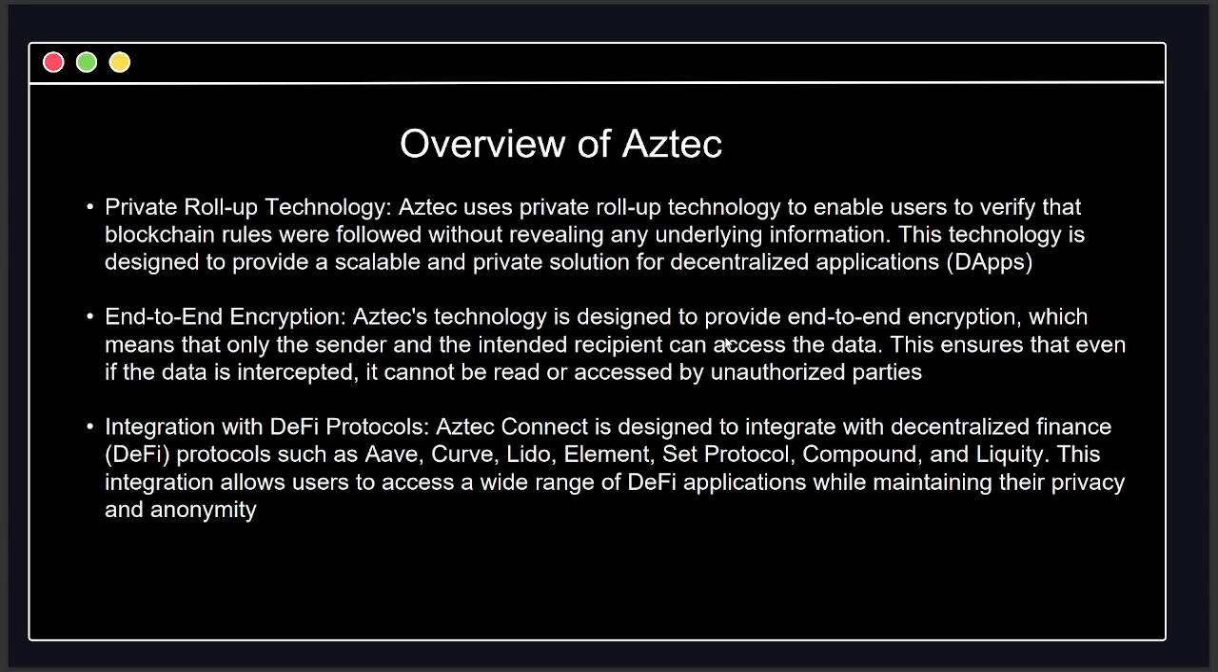Let's move to the overview of Aztec. Okay. So we discussed private rollups. Private rollups enable users to verify the blockchain rules, and we are utilizing it to provide scalable and private solutions for decentralized applications. End-to-end encryption. You know, something like WhatsApp promises something like that. Then we also have other chat platforms such as Telegram and Signal. To some extent, both of them intend to provide such end-to-end encryption. So here also, you see Aztec technology, which is truly decentralized end-to-end encryption. Only the sender and intended recipient can access the data, and even if the data is intercepted, it cannot be read or accessed by unauthorized parties. So basically, that's what encryption is, right?